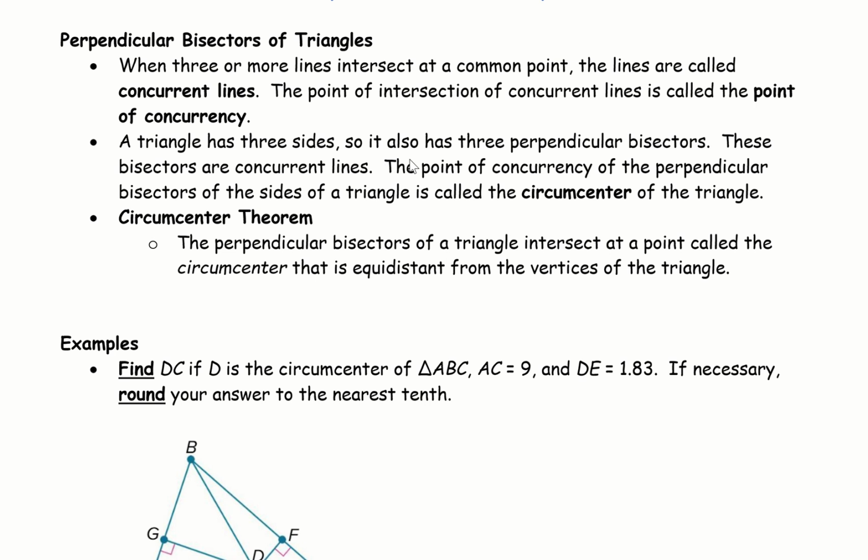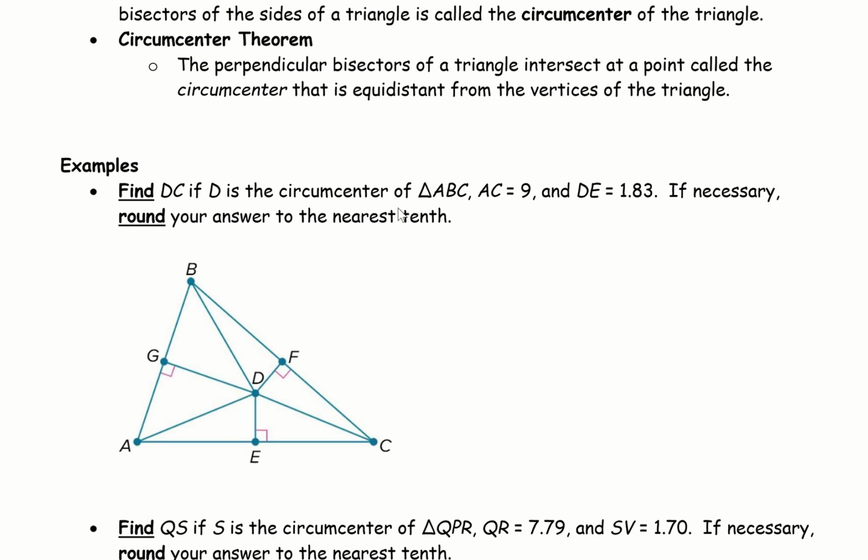A triangle has three sides, so it has three perpendicular bisectors, as the second bullet says. And these bisectors are concurrent lines, and the point of concurrency of the perpendicular bisectors of the sides of a triangle is called the circumcenter of the triangle. So this is actually called the circumcenter.